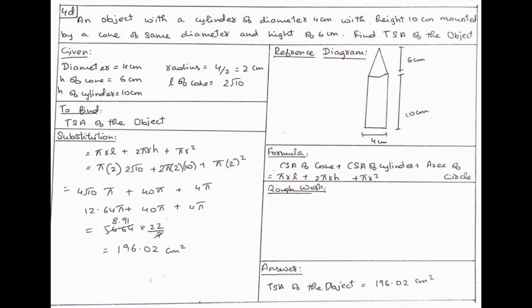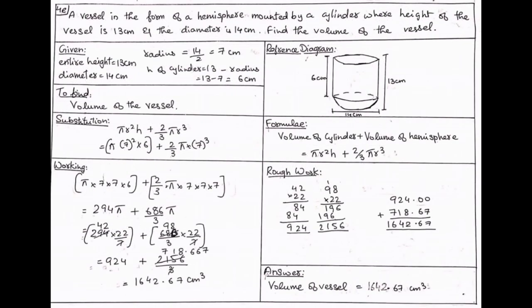The answer is the total surface area of the object is equal to 196.02 centimeter square. The question is, a vessel in the form of a hemisphere mounted by a cylinder where height of the vessel is 13 centimeter and the diameter is 14 centimeter. Find the volume of the vessel. They have given the entire height and the diameter. The radius is 14 by 2, which is 7, right? So the height of the cylinder should be the entire height minus the radius. So we get 6 centimeter as the height of the cylinder.